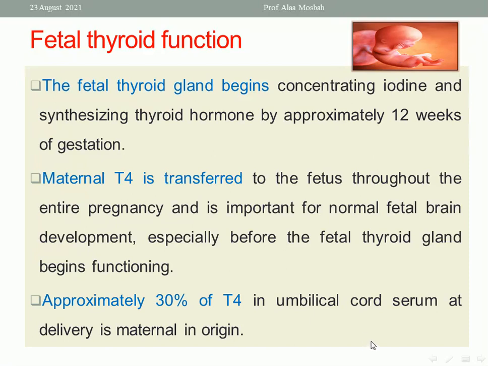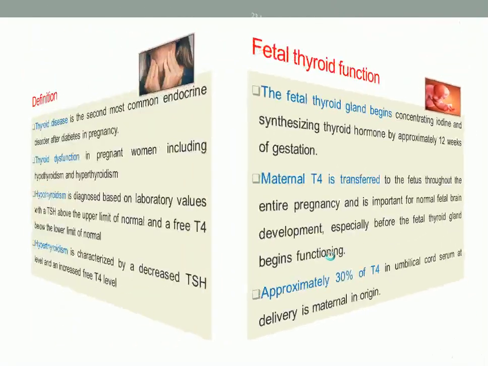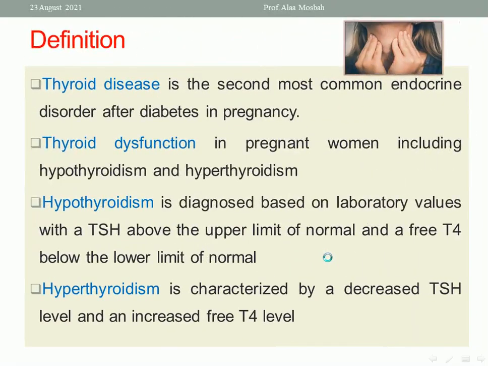Approximately 30% of T4 in umbilical cord serum at delivery is of maternal origin. Thyroid disease is the second most common endocrine disorder after diabetes in pregnancy. Thyroid dysfunction in pregnant women includes hypothyroidism or hyperthyroidism.